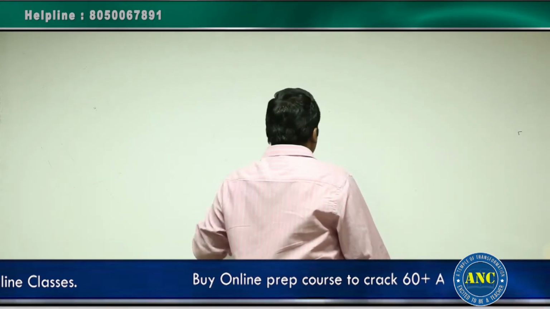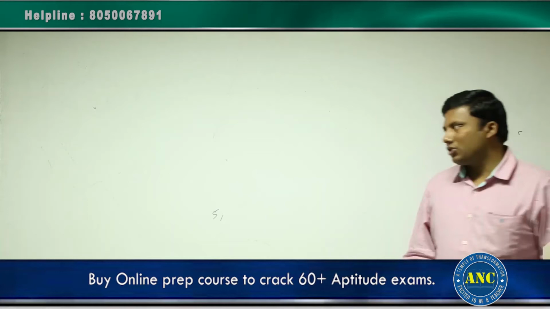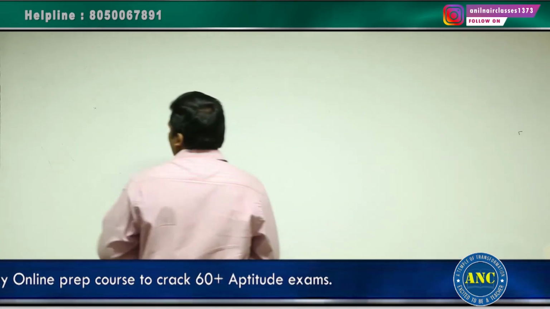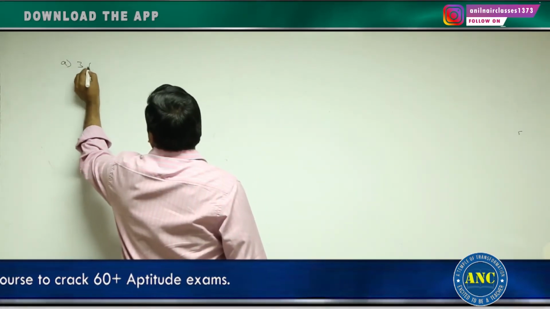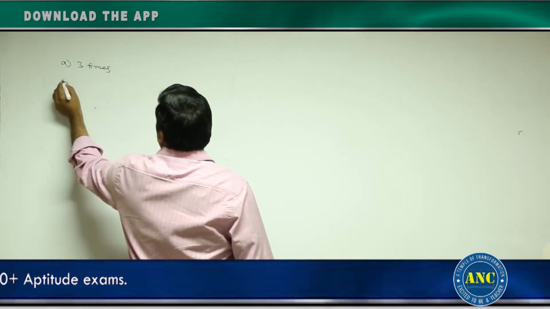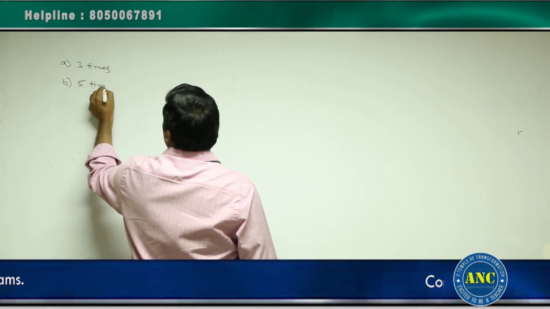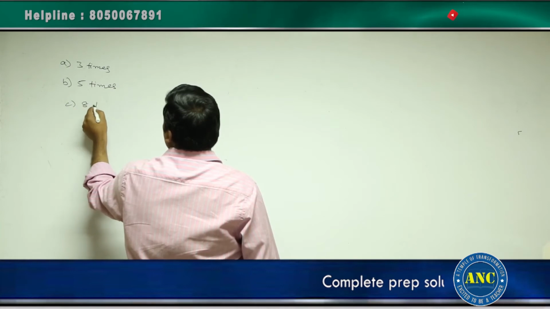Now you write down like this. A die is rolled, first question, 3 times. Next one, 5 times. Please put a star mark on this question. 8 times.